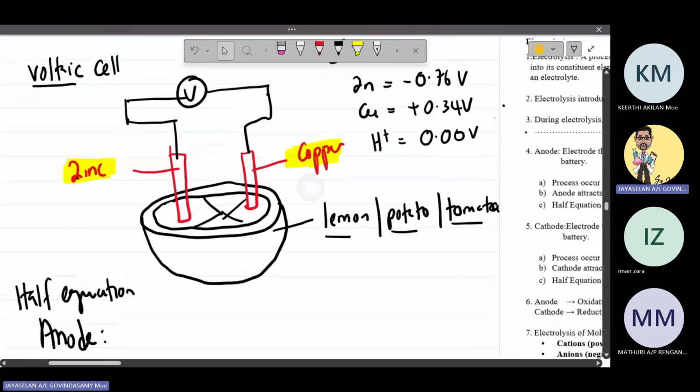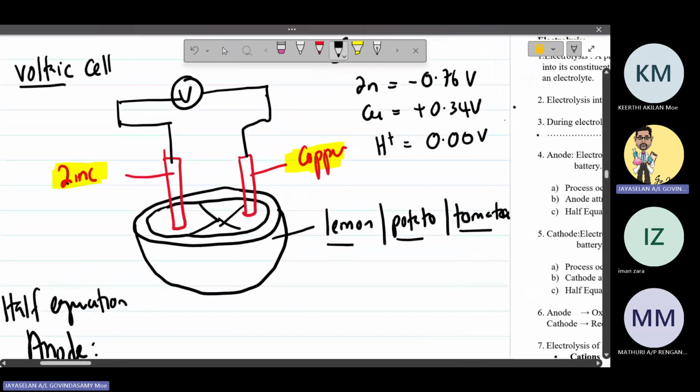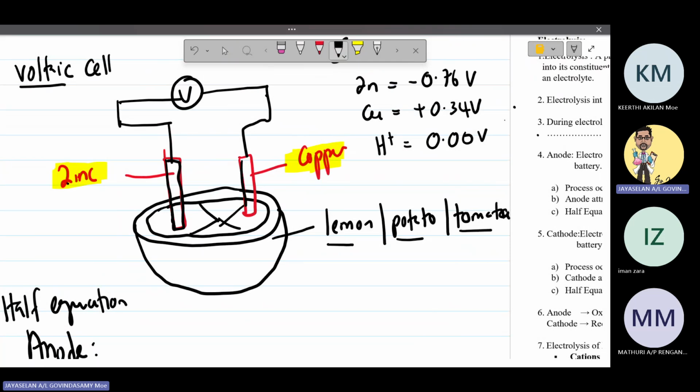Now you see, your focus is, you look at the rod. Okay, all done with the rod. Then after you look at the rod, you go to the E naught value and look at the sign. Negative, right? This is your negative, and this is your positive. For voltaic cell, please remember anode is what terminal? Negative terminal. Cathode is what terminal? Positive terminal. You have to memorize this now. So this will be anode, this will be your cathode.